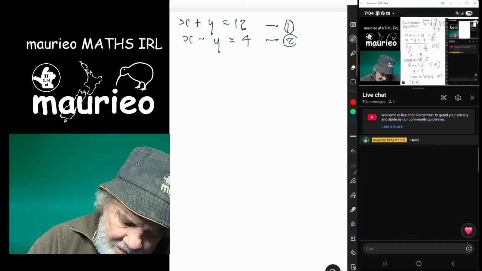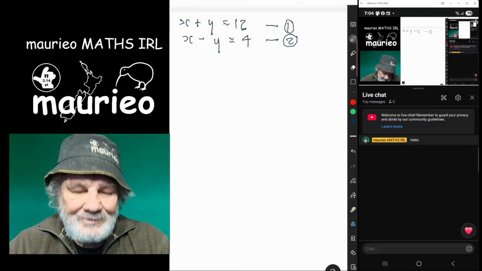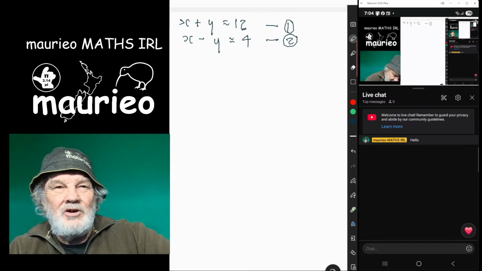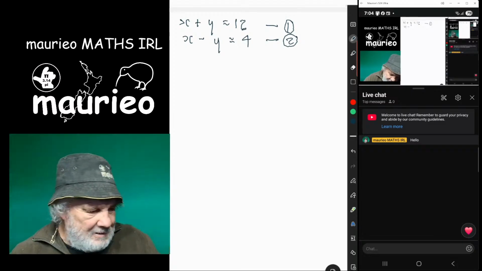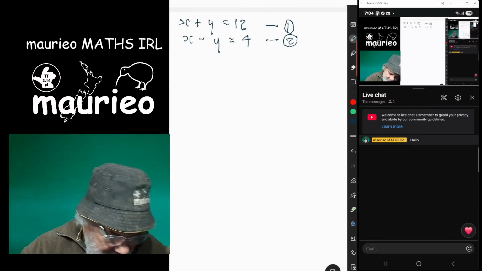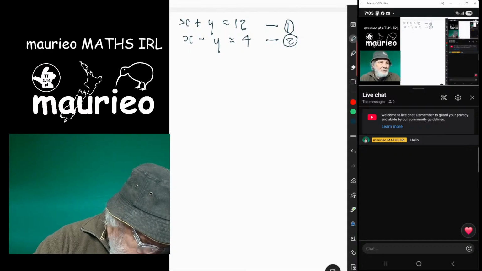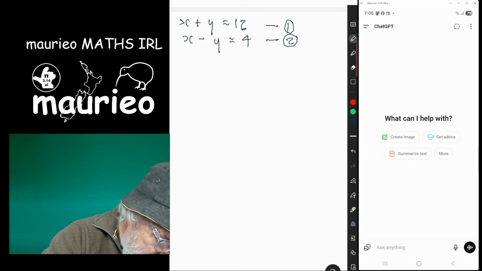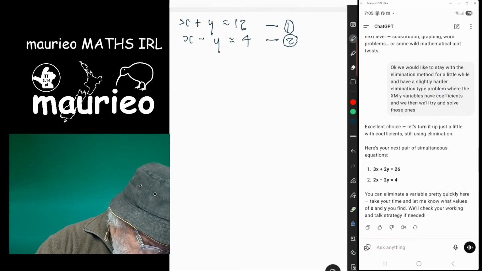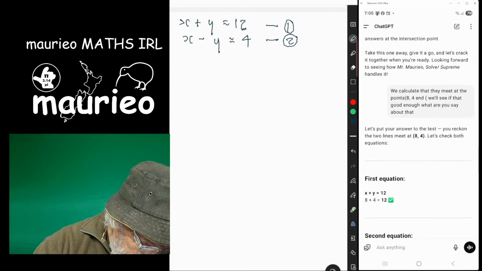So these are two linear equations that we determined were suitable for using the elimination method of finding them. And yeah, we used ChatGPT to do that. Yeah, that's the first equation.